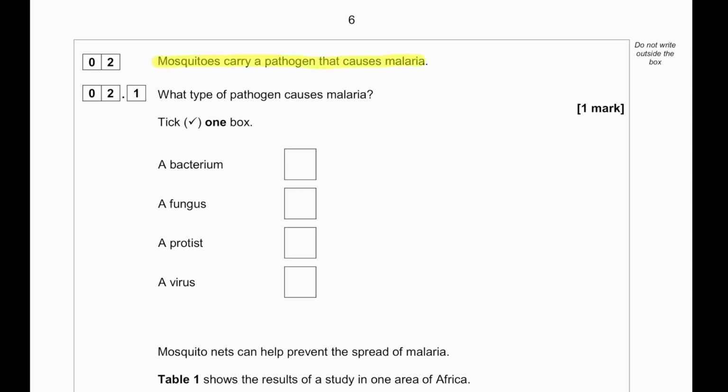Mosquitoes carry a pathogen that causes malaria. What type of pathogen causes malaria? Now we know that malaria is caused by a type of organism known as a protoctist. So protist will be the answer. The other answers are not correct because malaria is not caused by bacteria, nor a fungus, nor a virus. So it is a protist, and the specific thing that causes malaria is called an amoeba. It's an amoeba that causes malaria.